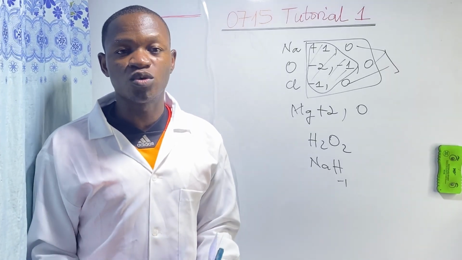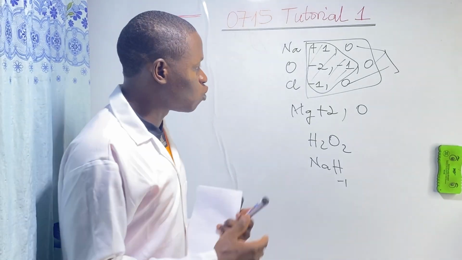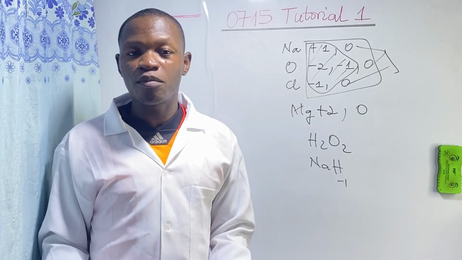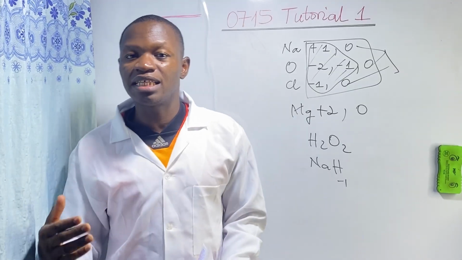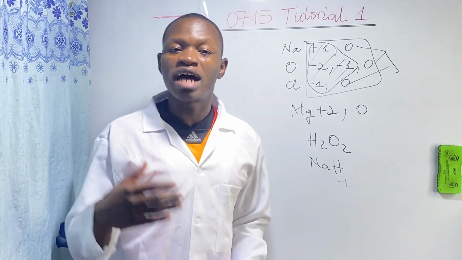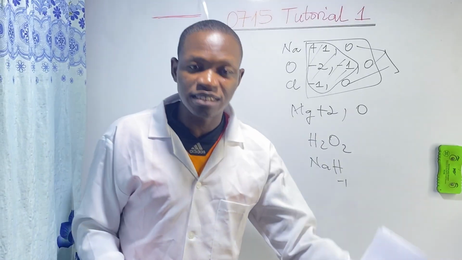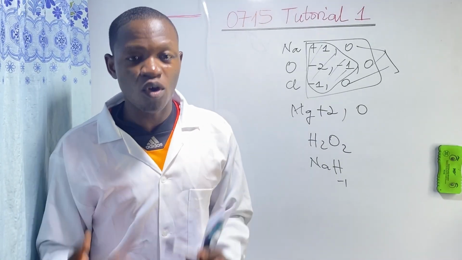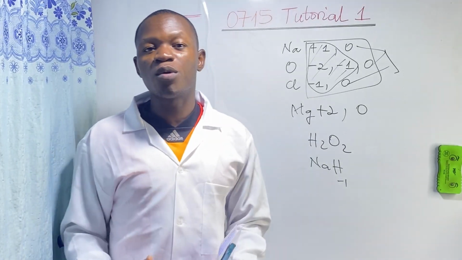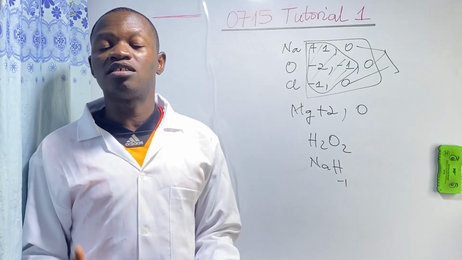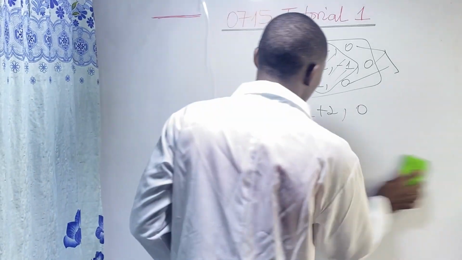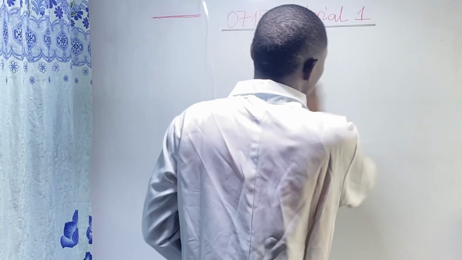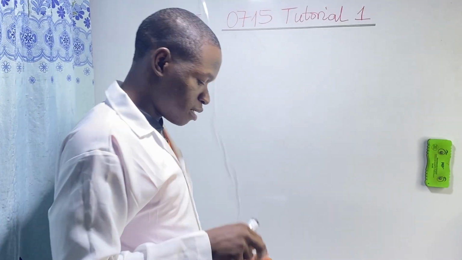Those are the different rules that we talk about. So once again, oxidation number is a positive or a negative number assigned to an element in the uncombined state or in a compound or in an ion by what? By the application of certain rules. Okay, let's go ahead.